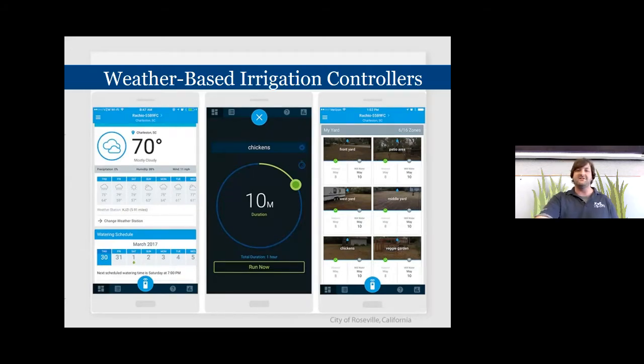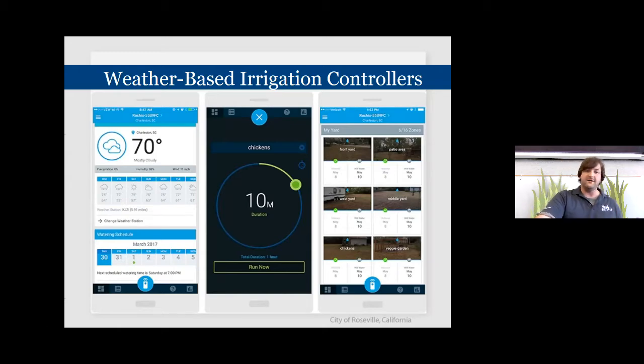So weather-based irrigation controllers, this is kind of what the phone interface looks like. Looks like we're looking at a Rachio interface. We're going to look at a couple more here in a second, but the reason I want to show it to you is just to show you all the different types of features it has. That middle screenshot there is showing it running manually. Looks like it's a station that's dedicated to chickens. And then we also have some weather data that's coming in on the left there, and all the different stations that the timer is capable of on the right.